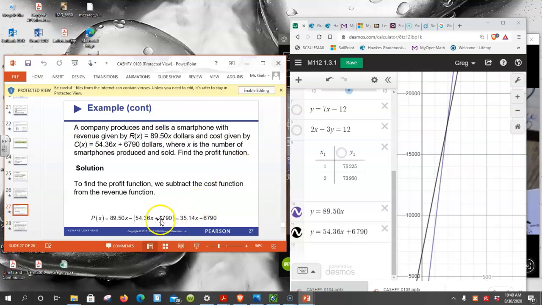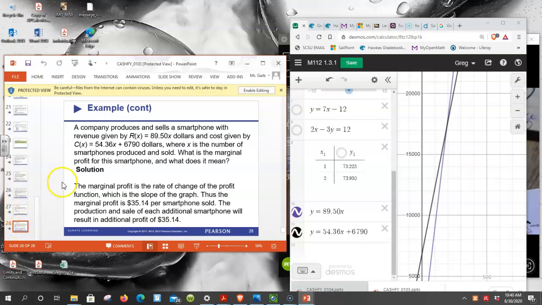A lot of people forget to use these parentheses. So your marginal revenue there is 35.14. That's how much you make per phone. And then you have to subtract off the 67.90. That was your upfront cost. So this equation right here is expressing what's called marginal revenue or profit. I like to say profit in class, P of X. Okay, so that's our profit. That means we're making about $35.14 per phone that we sell, and then minus the upfront cost.